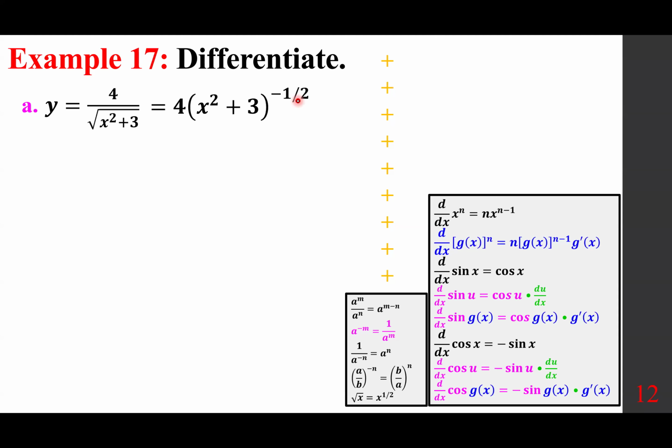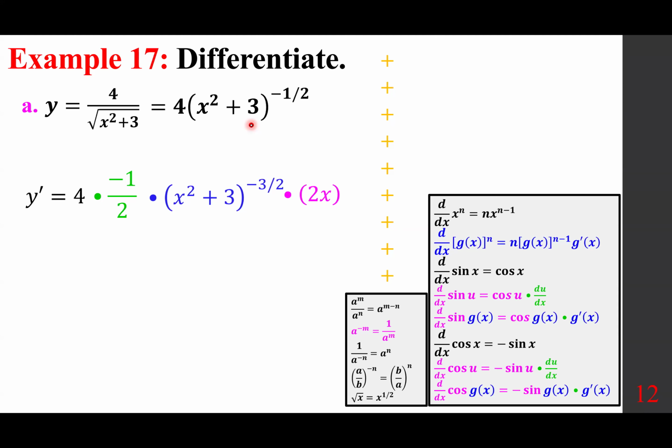To differentiate this, y prime starts with the number 4. Now we're going to use the extended power rule on that. Negative 1/2 times the same thing to the power of, subtract 1, negative 3/2, times the derivative of the inside. That's why it's called the chain rule or the extended power rule. Now the derivative of the inside is 2x. This makes it a chain rule, and we are done with calculus.